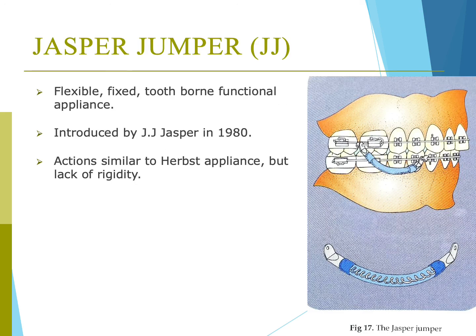This is the final type of the myofunctional appliance in this part 2 lecture, the Jasper jumper. This Jasper jumper is a new type of flexible fixed tooth-borne functional appliance that was introduced by J.J. Jasper in the year 1980. Its action is similar to Herbst appliance but lacks rigidity.